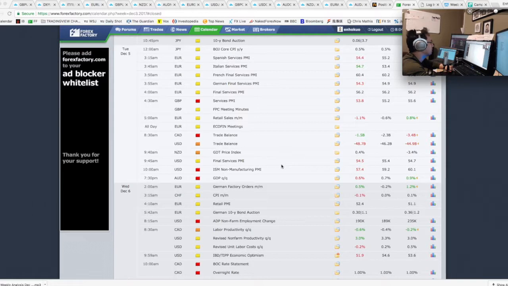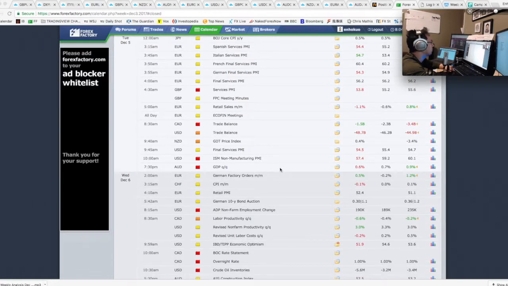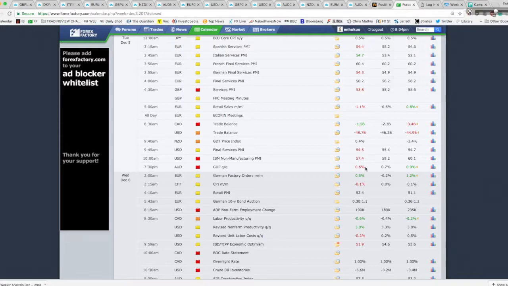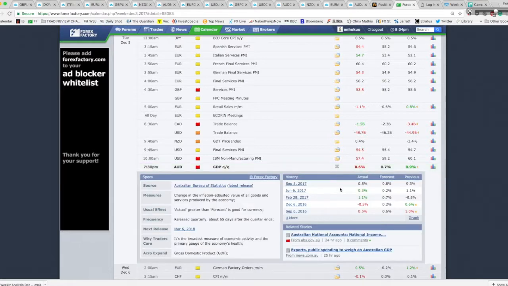From the last Asian session till this Asian session, so 24 hours, the most notable thing, of course, is the GDP data from Australia, which missed the expectation, only coming out at 0.6%. Now that's not particularly bad, but let me give you a little bit of context here.